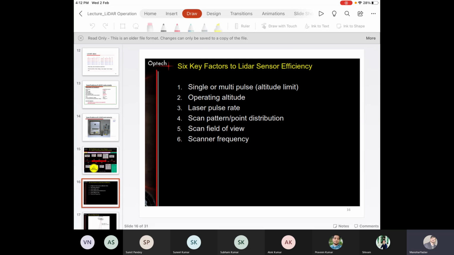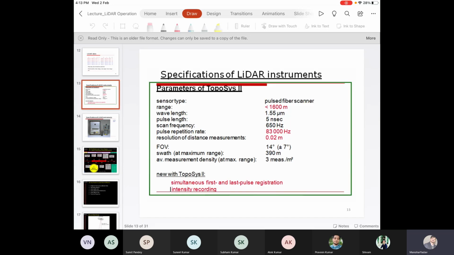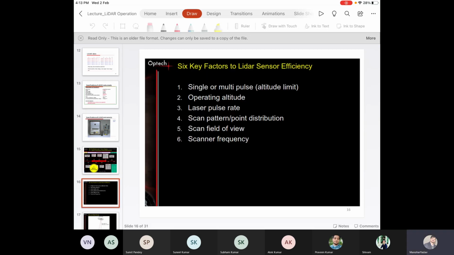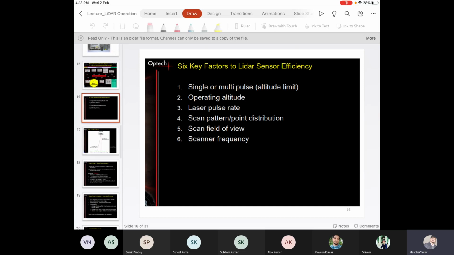If you recall, in one of our discussions, I talked about the rotating mirror and oscillating mirror. We'll have a discussion on this. So that type of mirror determines the scanning pattern, like in what fashion these laser footprints are hitting the ground. Then again, we have the scan field of view, that is theta we talk about, and scanner frequency. Scanner frequency means scan frequency. And these parameters are already listed over here, if you see. Okay, so these are the 6 key factors which govern the entire operation.